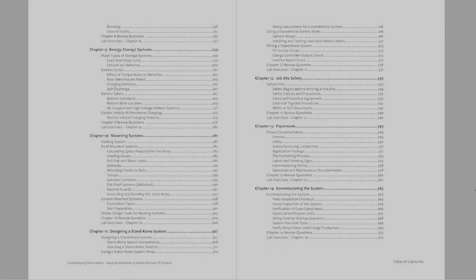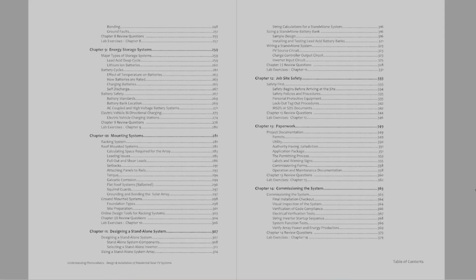Energy storage systems. Now, in this edition, we did separate out and create a whole chapter just about battery systems and energy storage. Out there in the field, we're seeing a lot more of these systems incorporating storage, so we wanted to spend a great deal more time focused on that, as well as AC and DC coupled systems. Chapter 10, we talk about the mounting systems. If we're going to be doing a roof-mounted system, a ground-mounted system, what are all of the issues around that?